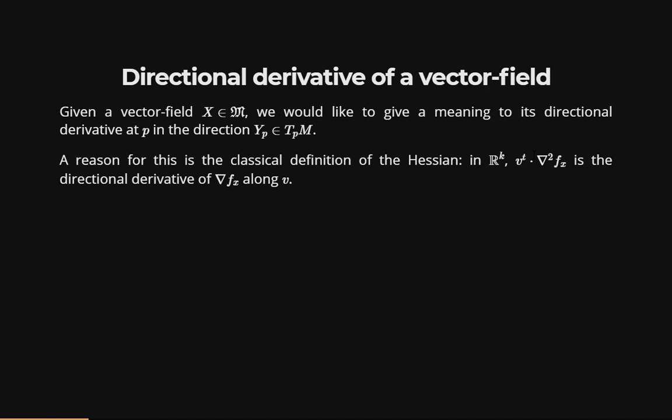The Hessian is a symmetric form, it takes two vectors. If you fill one of the inputs with a vector V, the result is a vector which is the directional derivative of the gradient along V. You can prove it easily. So, for example, we would like to have the directional derivative to talk about the Hessian of a function on a manifold.